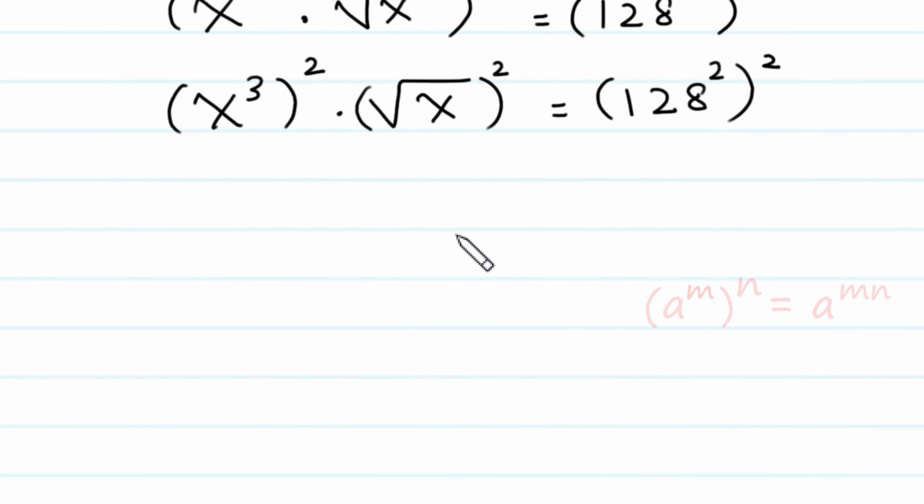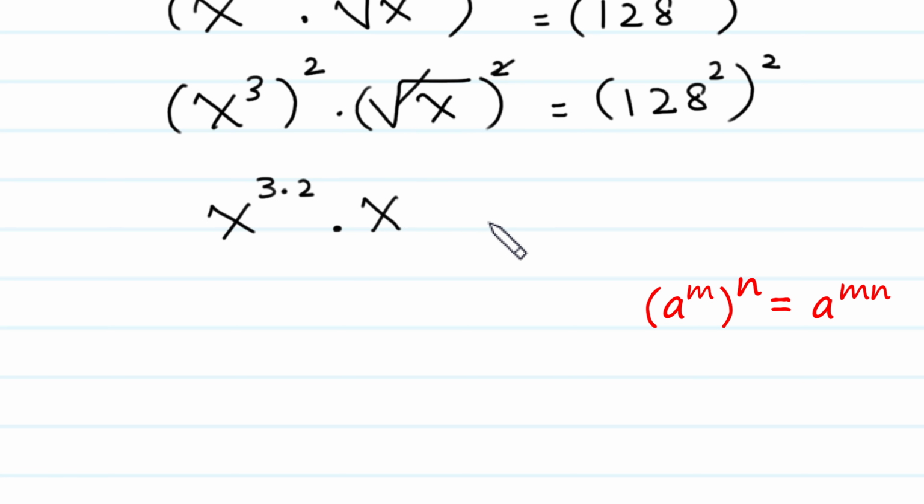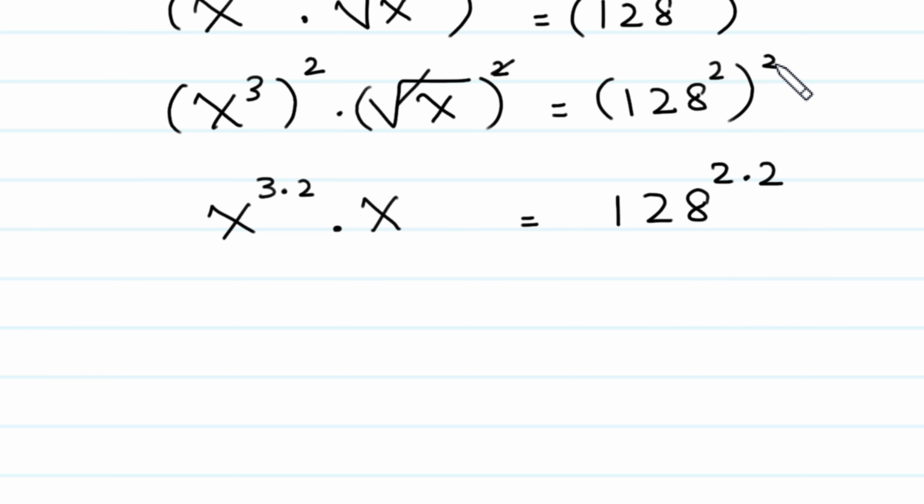Next, there is a rule of exponents that the power inside the bracket is multiplied by the power outside the bracket. So we multiply this power 3 to this power 2. Like this, x to the power 3 times 2, and this square is cancelled with this square root. Here comes x is equal to 128 to the power 2 times 2. This power 2 is multiplied by this power 2.